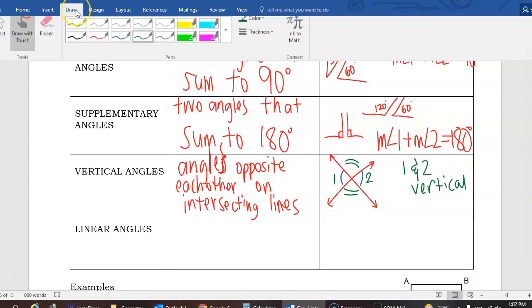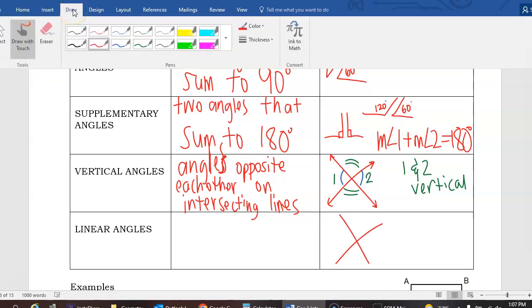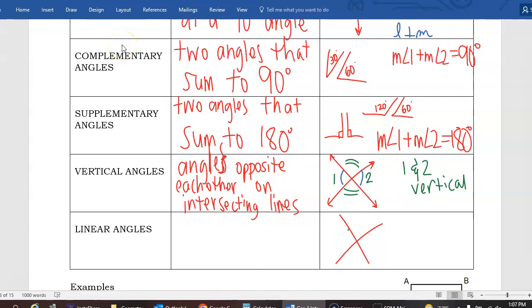Linear angles, our image is going to look really similar. We have intersecting lines, but rather than the angles being opposite of each other, they have the angles right next to each other. So right here and here. The angle on the left, the angle on the right. You could even say, maybe I'll number them all. 1, 2, 3, 4. So 1 and 2 are linear, but also 2 and 3, but also 3 and 4, but also 4 and 1. Two angles right next to each other.